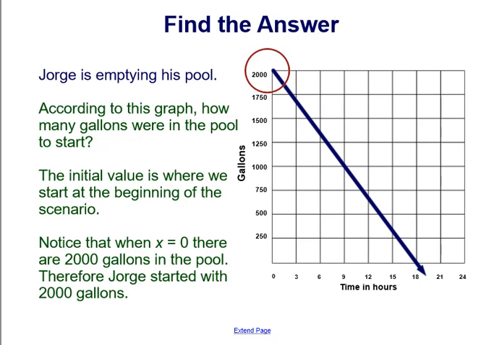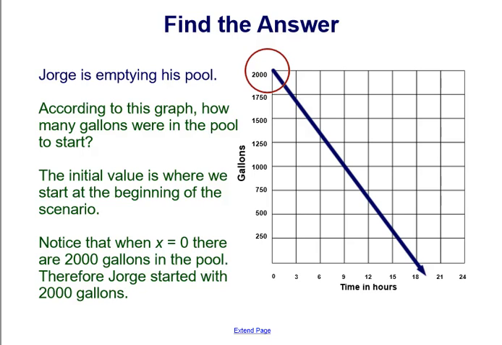So when we ask, according to this graph, how many gallons were in the pool to start, we're asking for an initial value, right? It's in the pool to start. It's when time equals 0. It's before the pool is being emptied. So the initial value is where we start at the beginning of the scenario.